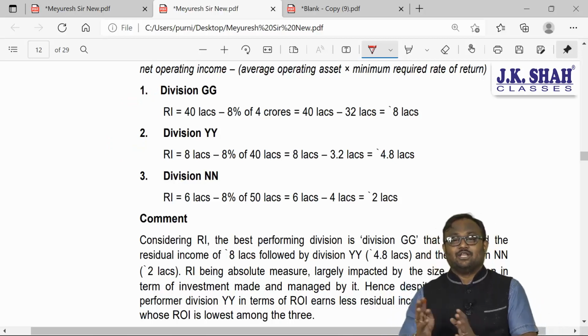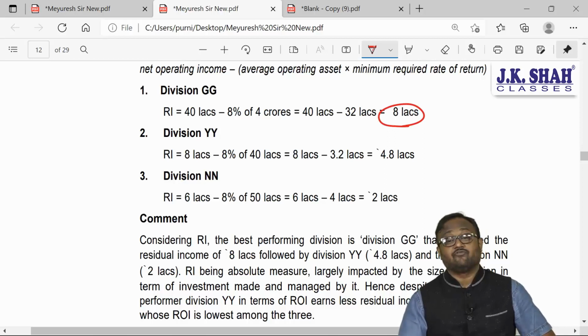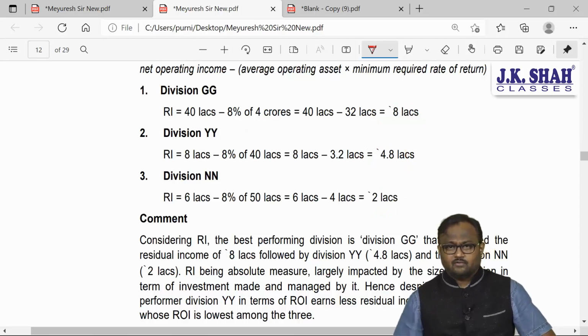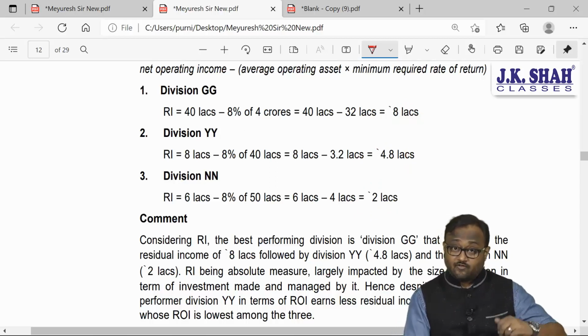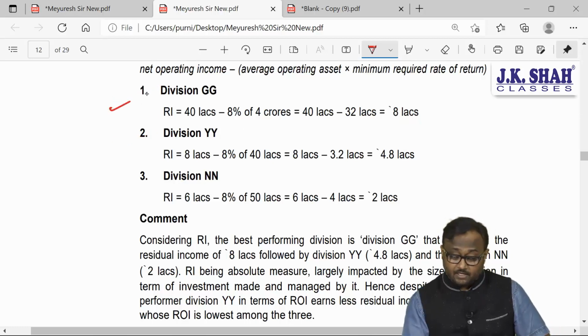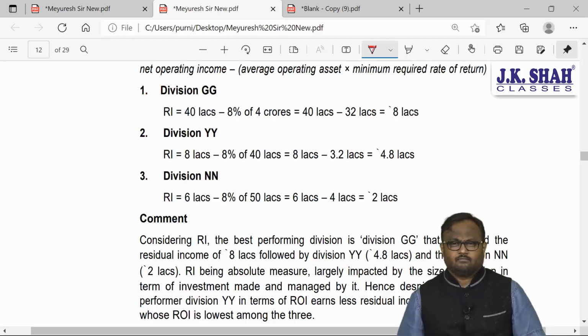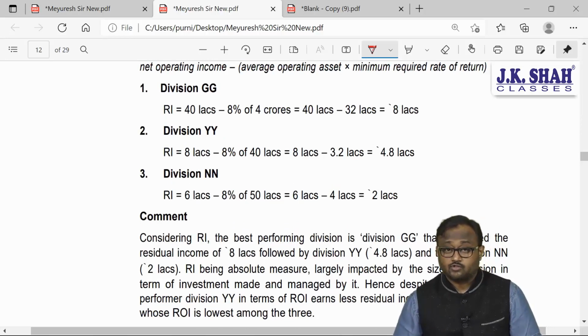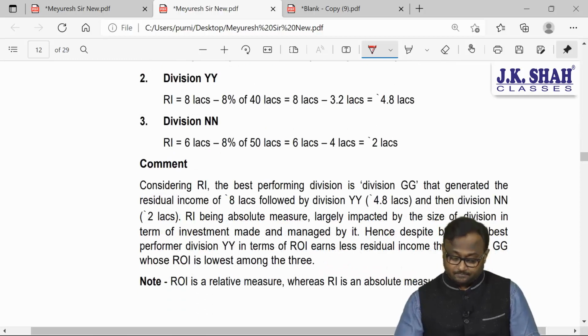So if I consider residual income as a base, this is the amount left for me after spending on cost of capital, after completing cost of capital. This is 4.8 lakhs, this is 2 lakhs. So NN will always be on the last priority, but if ROI, it's YY, GG. But if it is residual income, it is GG and then YY. That depends on what you are actually following. Now that shows that you need to earn more profit, or else you need to reduce your capital employed in case of YY.